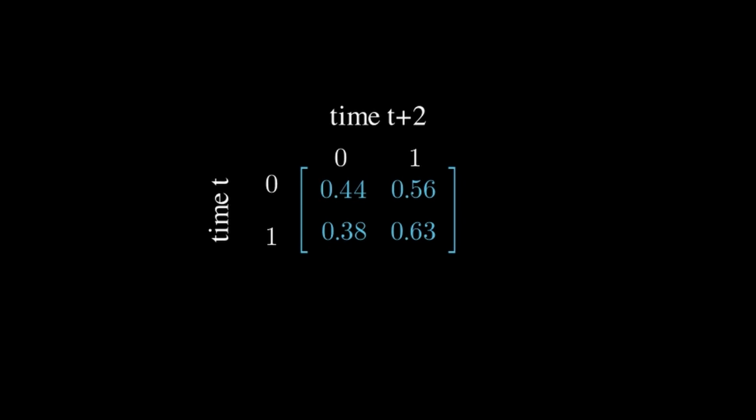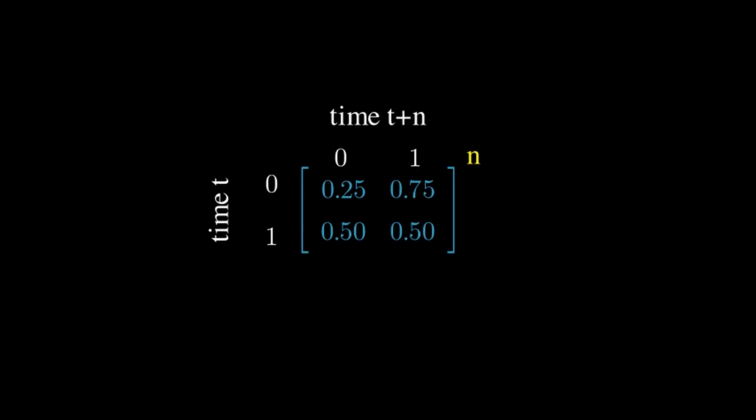Now, what if we want to find out the probability at time t plus 3? Yes, we just cube the matrix. And here are the answers. Now my question is, what if we want to find out the probability at time t plus n? Yes, we just raise the matrix to the power of n.